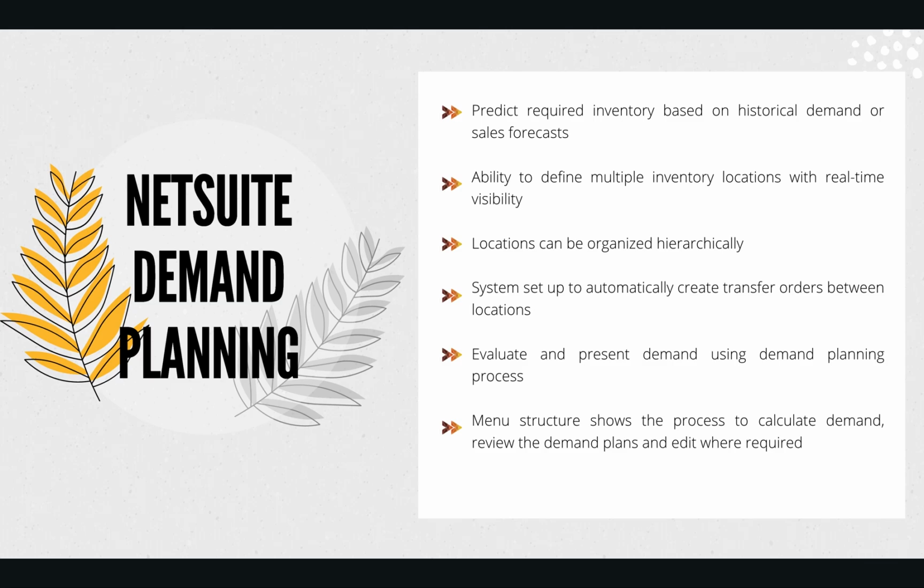Demand can be evaluated and presented in a number of different ways using the demand planning process. The menu structure is laid out in a way that shows the process to calculate demand, review the demand plans, and edit when required. Once satisfied with the demand plan calculations, we can then generate the supply plans, review and edit those, and finally generate planned purchase orders and planned work orders.